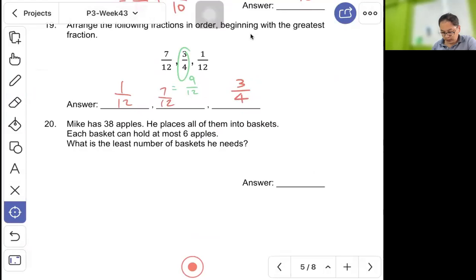So question 20, Mike has 38 apples, he places all of them into a basket. So this basket can hold at most 6 apples. What is the least number of baskets you need?